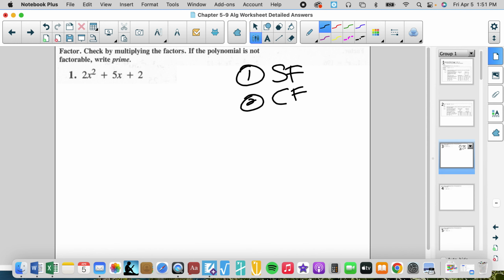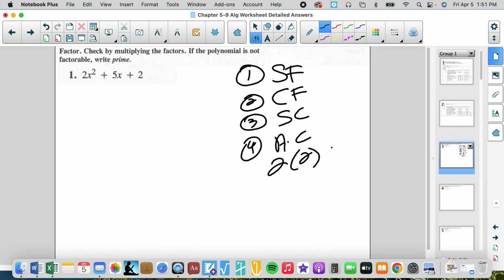Is there a common factor? Now we have to be careful, right? 2, 5, and 2, no common factor. Is it a special case? No. And now we do a times c. So we're still going to do our regular. A is 2, c is 2. So that gives us factors of 4, which are 1 and 4, 2 and 2.